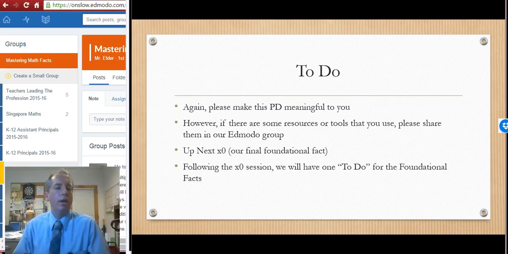Next session we'll be moving into multiplication by 0, and that's our final foundational fact. After that section, we'll have a little bit of an assignment for you to do to check in and see where we are. And then we will be moving on to the rest of our facts here.